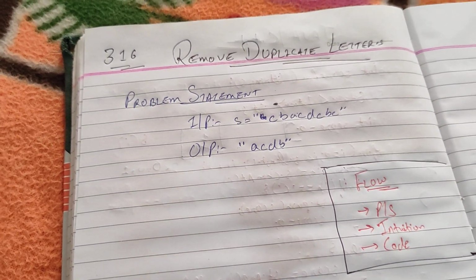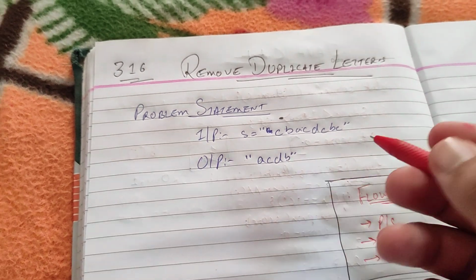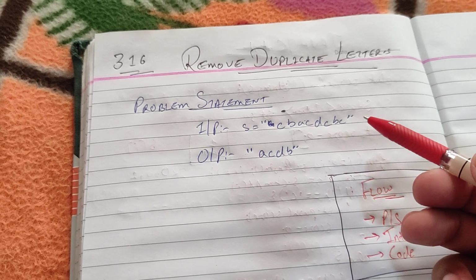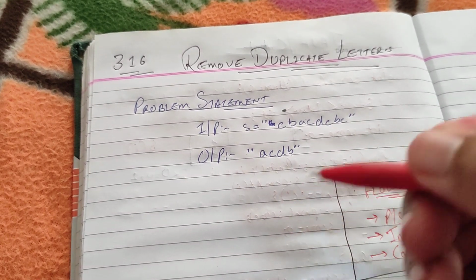Okay, ladies and gentlemen, let's see what the problem statement is. We are given a string and we have to remove the duplicate letters from it, and we have to maintain the lexicographical order.